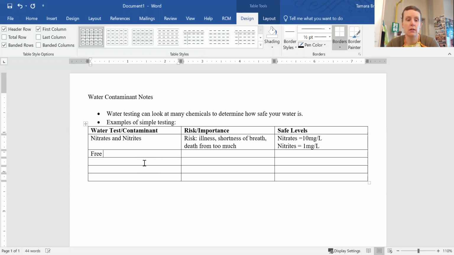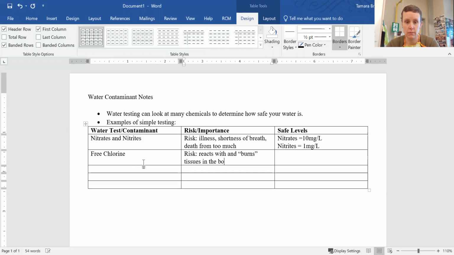Okay, our next contaminant is free chlorine. So chloride is in our tap water, but free chlorine is a little bit different. It's an active, reactive chlorine, and it can be very dangerous. Okay, so the risk: it reacts with and burns, so it gives you chemical burns, tissues in the body. Reacts with and burns tissues in the body. Okay, safe levels. We need less than 3 milligrams per liter.